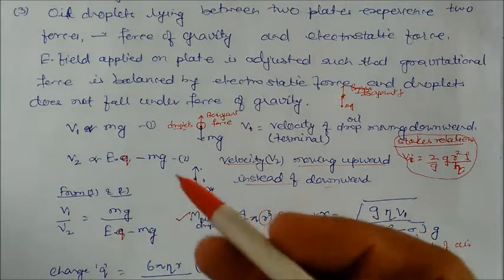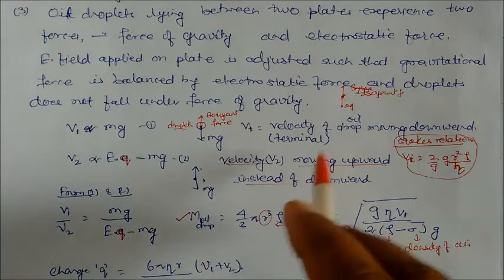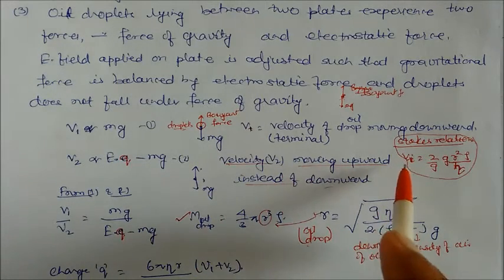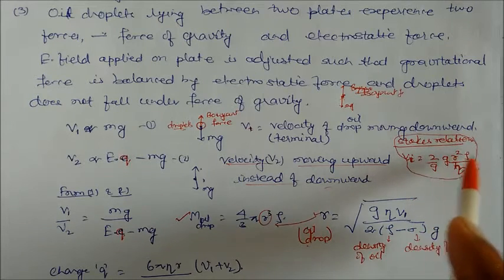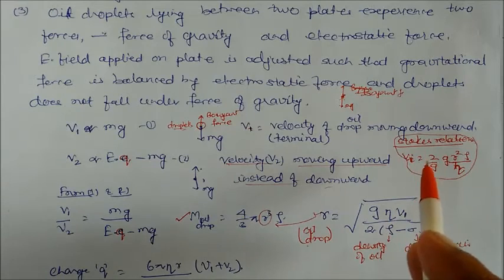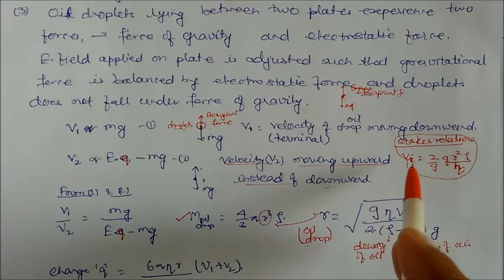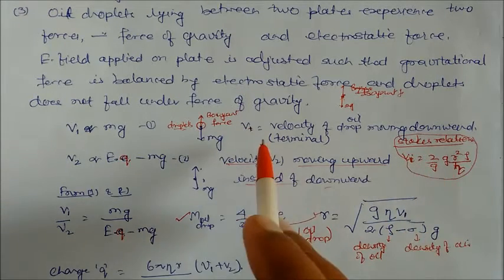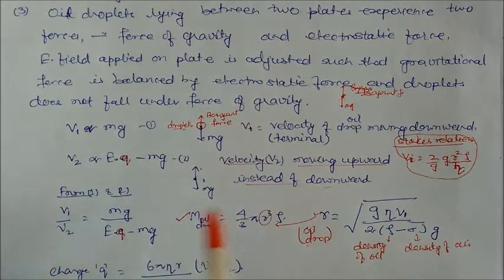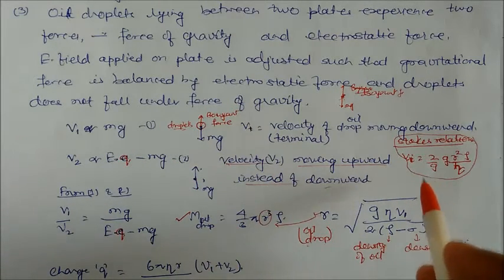That velocity is called terminal velocity. The formula of the terminal velocity under Stokes' relation is 2/9 g r² ρ / η. This is the velocity that you will study in physics. This terminal velocity formula was utilized for the calculations, so that's why I have written it over here.